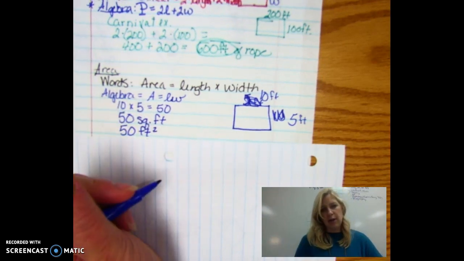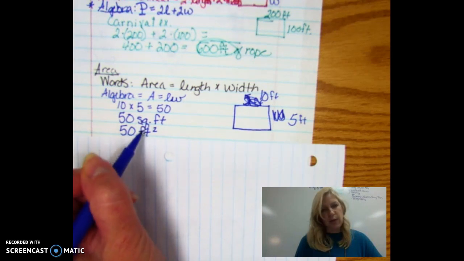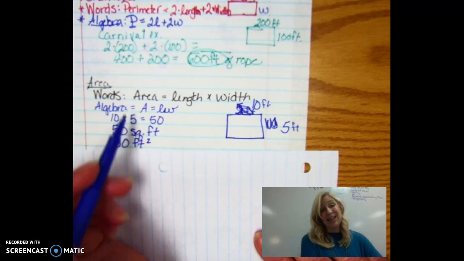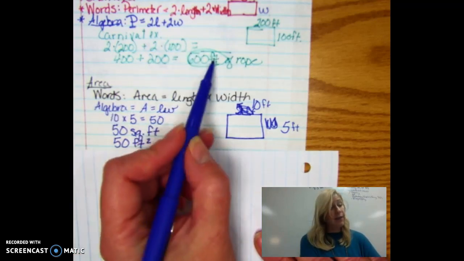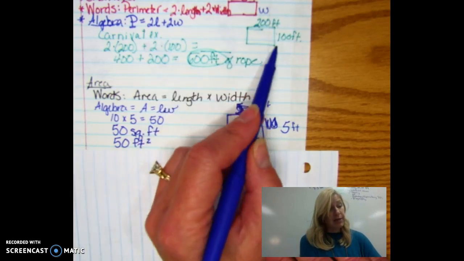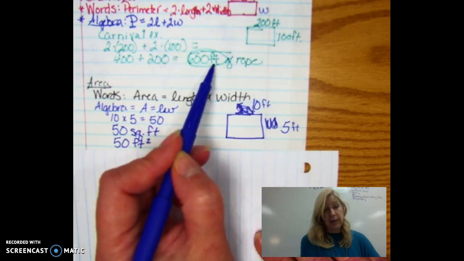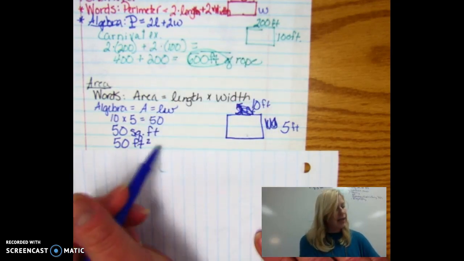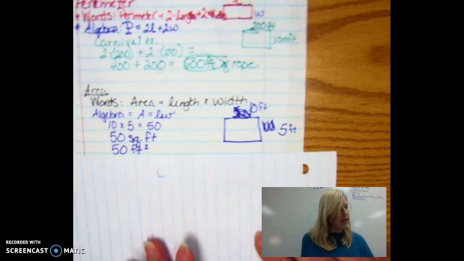or feet squared. I'm very picky on this. You will lose a half a point if you don't label it one of these 2 ways for area. And you will lose half a point if you accidentally put a little 2 above the feet here. If it's linear, which means it's one line of something going around something, it can only be feet. But if you're talking about the inside of something, that is square feet, or feet squared is the way to abbreviate it. Okay?